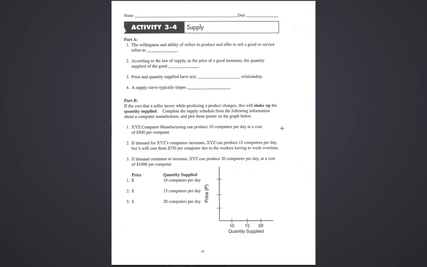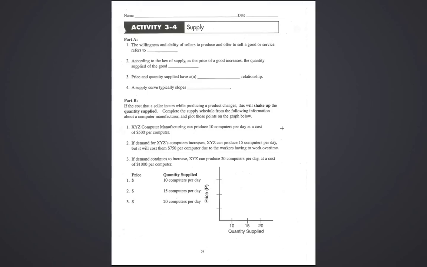Okay, this is the handout that you guys are supposed to be working on for today. Hopefully you went through it before you actually take a look at this, see if you can do it on your own. Obviously, the willingness and ability of sellers to produce an offer to sell a good or service refers to the supply of something. Once again, we have this willingness and ability, and we're looking at all of the various possible prices and quantities, not just one. Number two, according to the law of supply, as the price of a good increases, the quantity of that supplied increases. So this goes on to number three and explains that direct relationship.